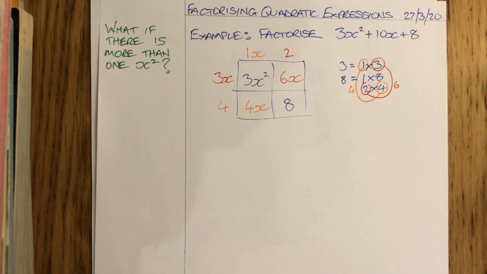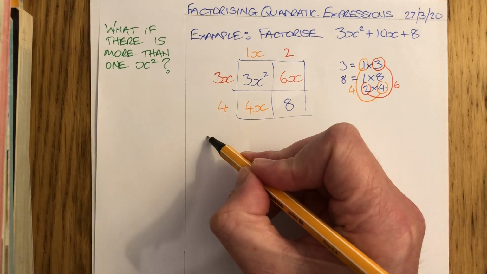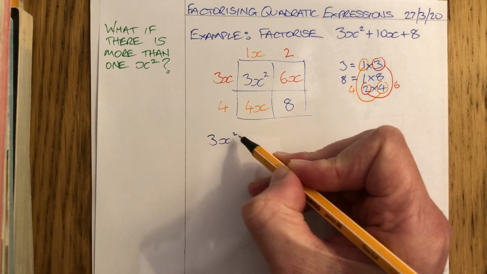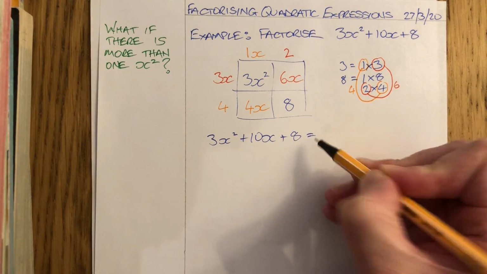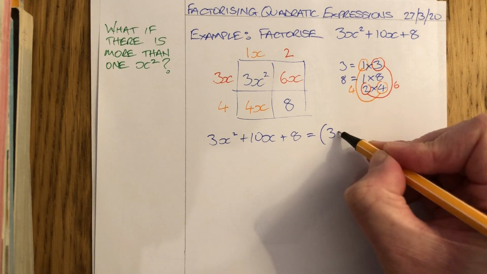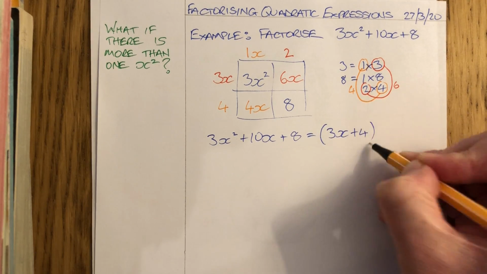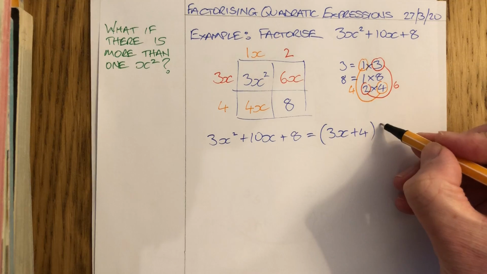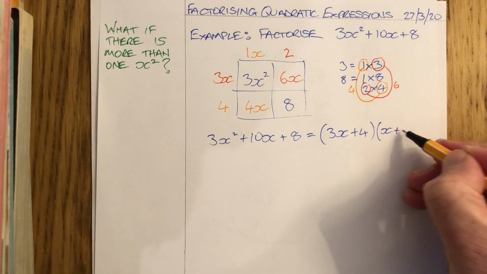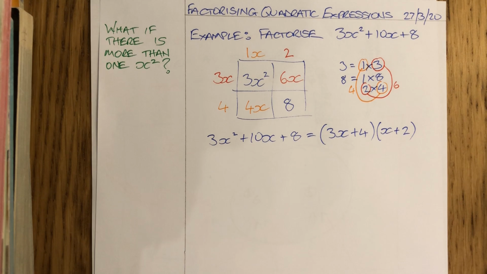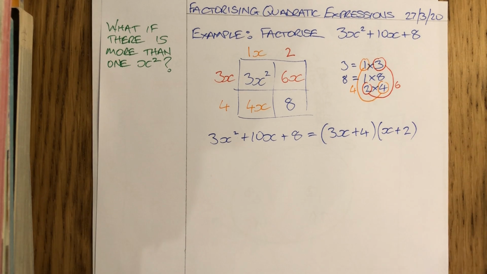All right, so what have I got there then? I have got that 3x squared add 10x add 8 is equal to 3x add 4, that's these two terms here, times 1x add 2, or just x add 2. And there you are. That's it. It's quite tough, isn't it? Yeah? You can do it.